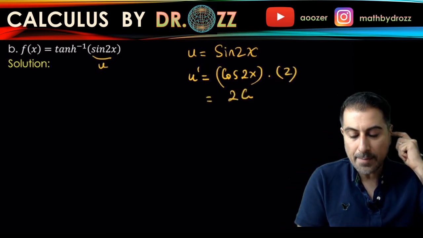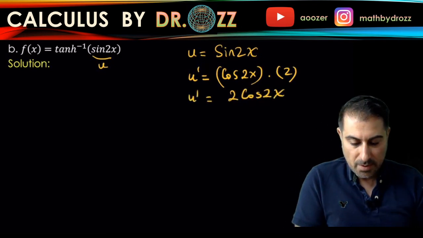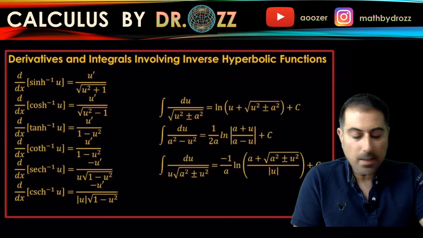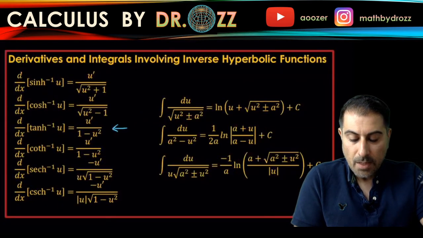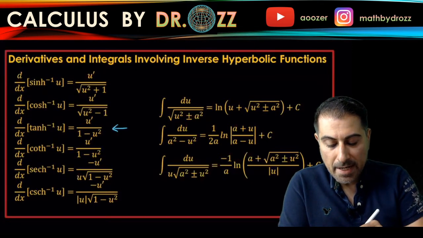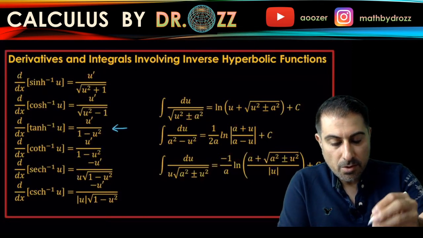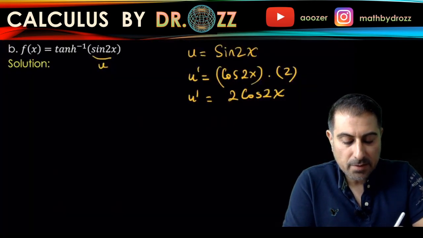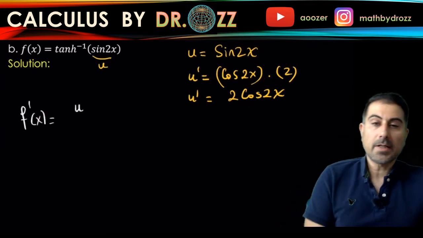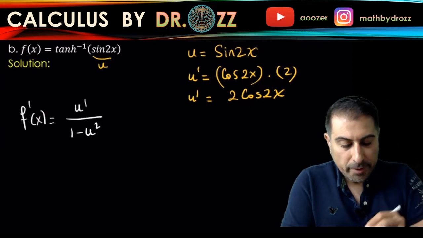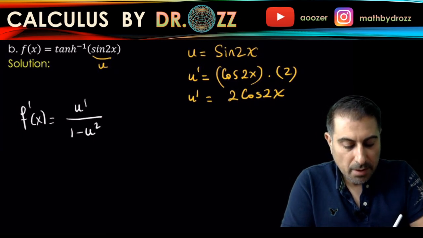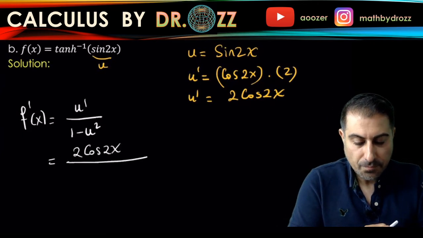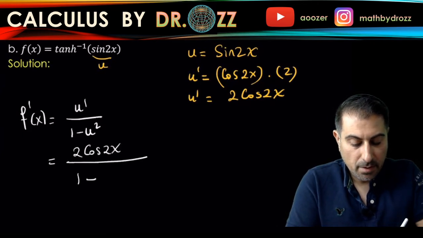Since I have u prime, I can go back to this table and grab the formula for the derivative of inverse tan hyperbolic u: u prime divided by 1 minus u squared. So I write down that f prime of x is equal to u prime divided by 1 minus u squared. Here we go. u prime is 2 times cosine 2x, and I have 1 minus u squared, which is 1 minus sine squared 2x.